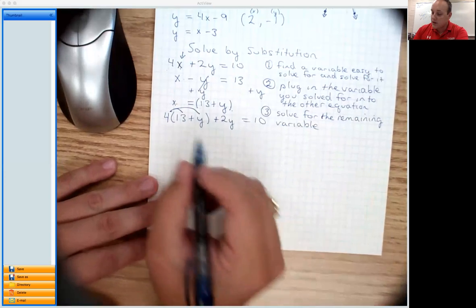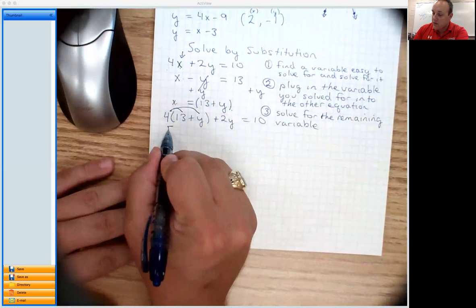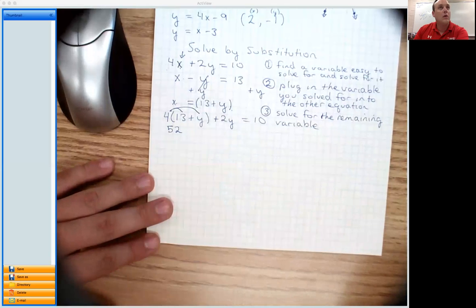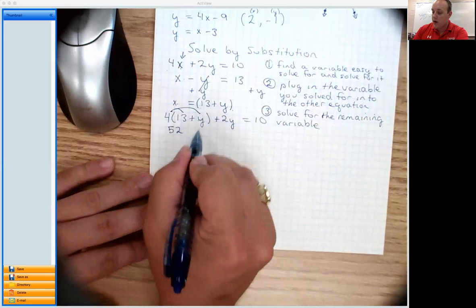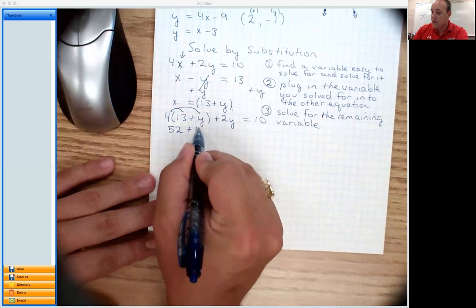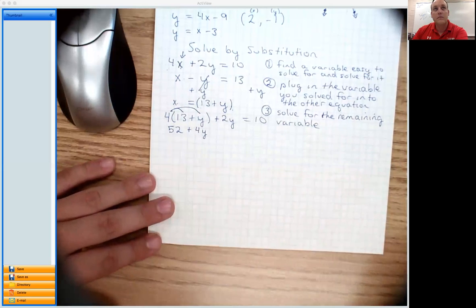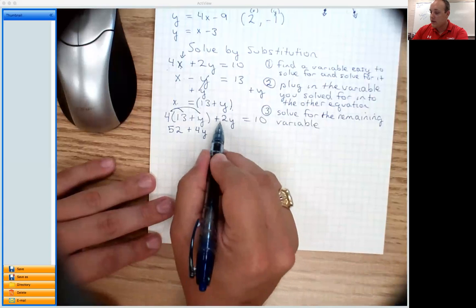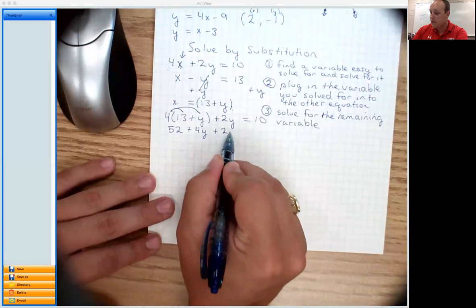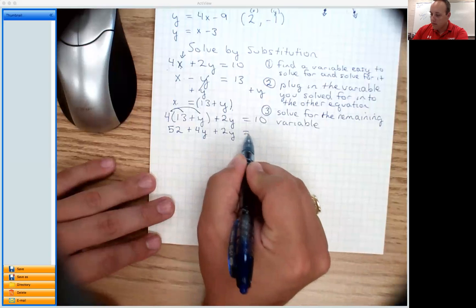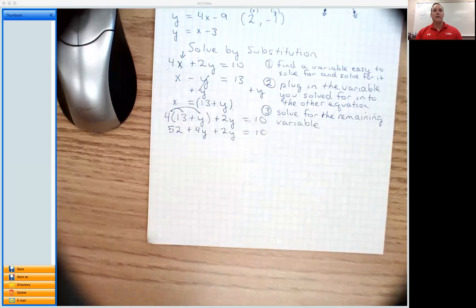So 4 times 13 would be 52. And 4 times y would be positive 4y. All right, I still have my 2y. And when you're doing this, show every step. If you try and do it in your head, you're going to make mistakes. Until you're really good at it, you will make mistakes, okay? So show your work.